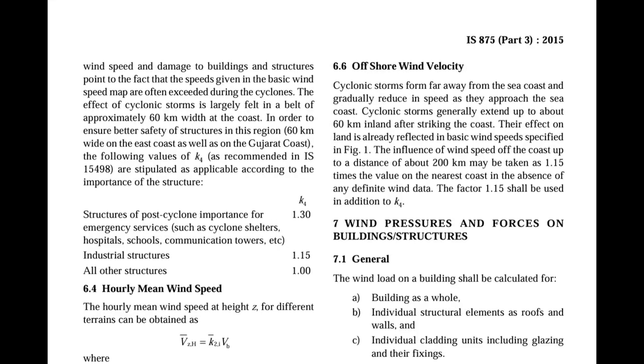In India, East Coast region is most vulnerable to cyclones, and in West Coast, Gujarat is more vulnerable to cyclones. So to ensure the better safety of structures in that region, in and around 60 kilometer width at that coast, the following values of K4 can be considered. Emergency services such as cyclone shelter, hospitals, schools and communication towers 1.3, and for industrial structure it is 1.15. For all other structure it is 1. So these values have to be taken as importance factor values for the cyclonic regions.